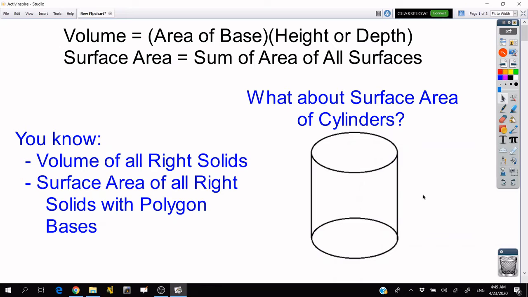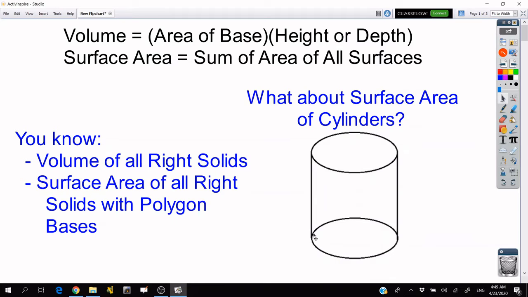So in this video, the last thing we had to talk about is, well, some things we've already talked about, volume and surface area. You know the volume now is the area of base times the height or the depth. Those are just different words for the same perspective. The surface area is the sum of the area of all surfaces all around an object. So we already know the volume of all right solids.